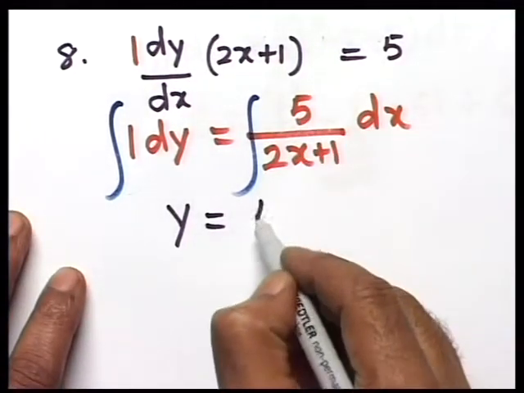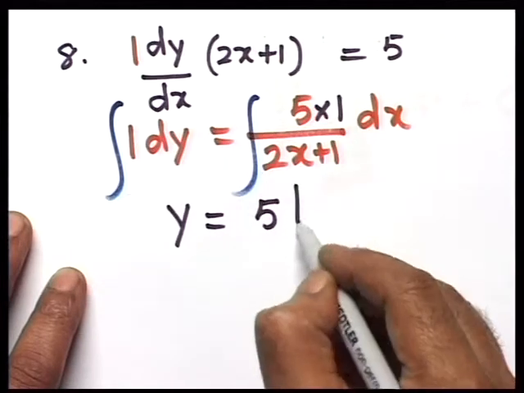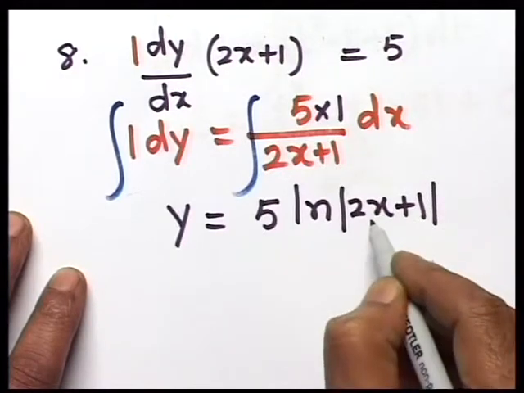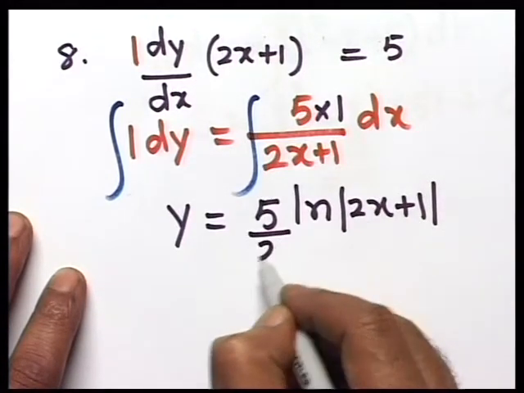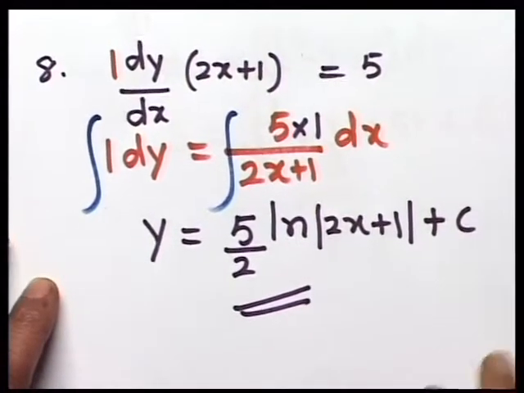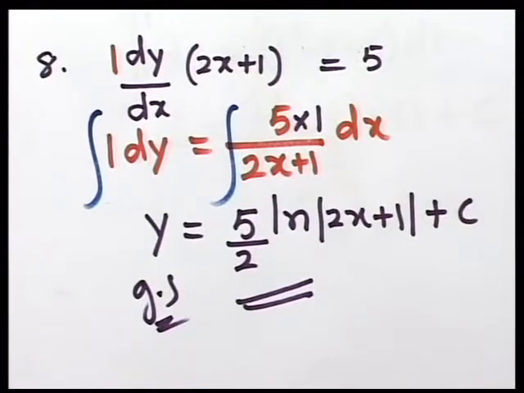y, which equals 5 over 2x plus 1. So let's write the 5 as a 5, times 1. So it's 1 over 2x plus 1, which is ln of 2x plus 1. And we differentiate that, it's a 2, so we divide by 2. So that's what we got. And it's plus c. Right? That's the general solution of the given differential equation.